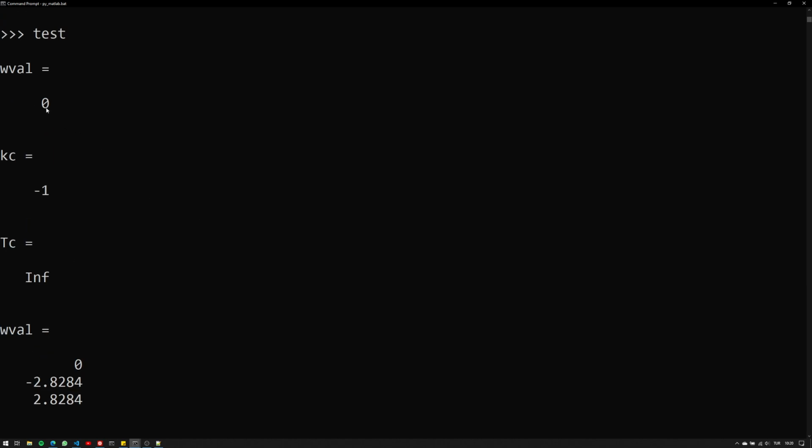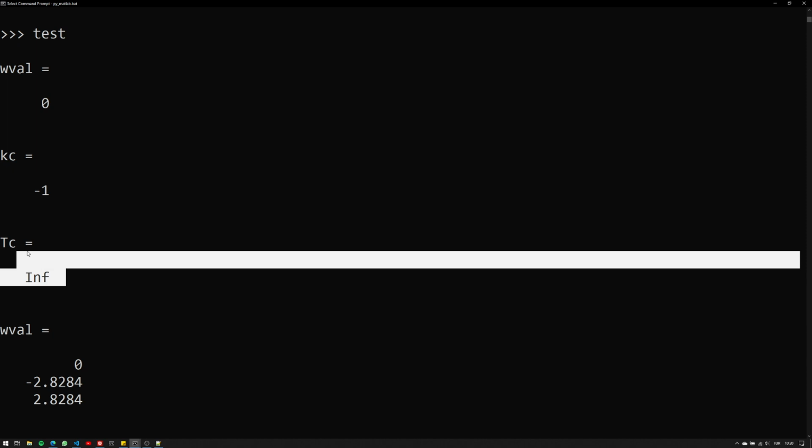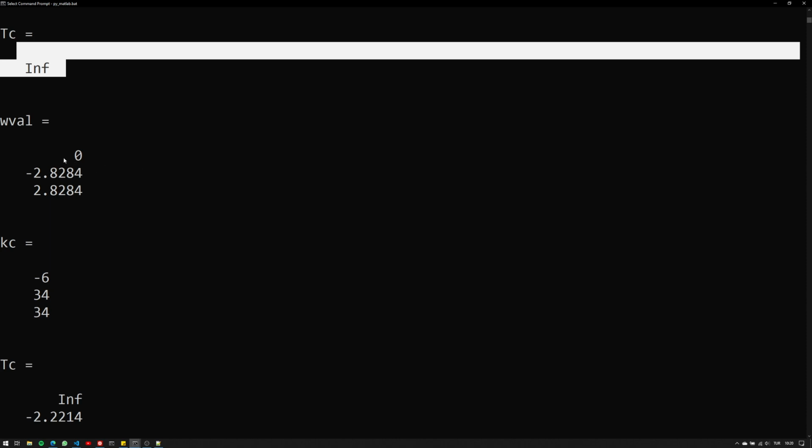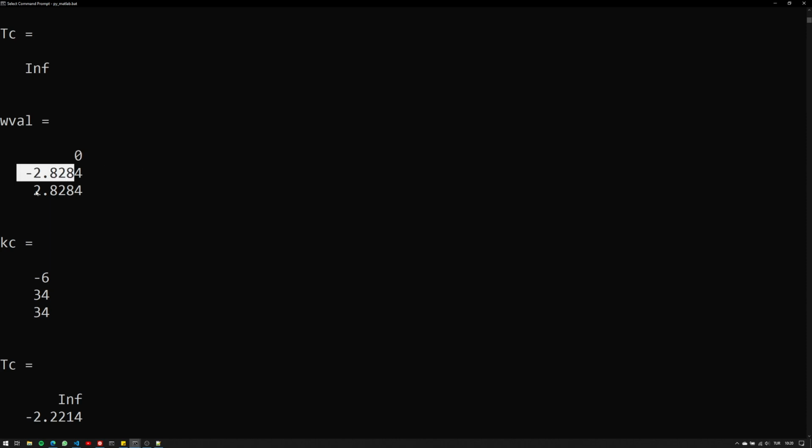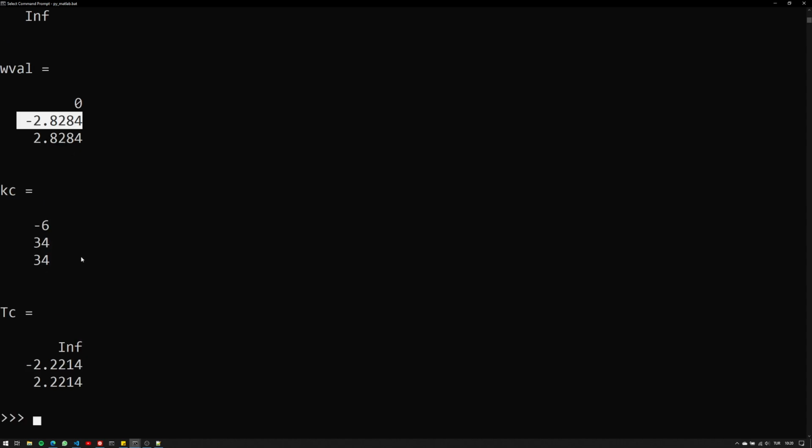Now we can see here omega val is 0, -1, and infinity, because 1 divided by 0 gives you infinity. Which means, by the way, that if you have 0 frequency, you have no period. So, yeah. And here we have omega 0, -2, and 2. Which means that we should eliminate this, because this doesn't make sense. Negative omega is not a solution at all. And therefore we get this weird thing here.